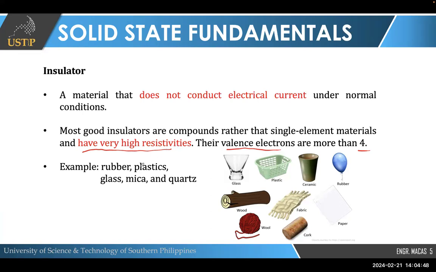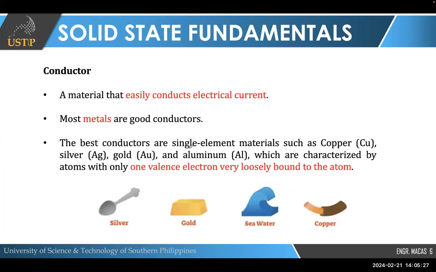Okay. So examples of insulators are rubber, plastics, glass, mica, and quartz. Also wool, fabric, plastic, and paper, and so on. Another example that I included is actually hair. You are familiar with the saying that if you are being electrocuted, you cannot be shocked on any part of your body except the hair. So you can hold the hair so you won't get shocked, because hair is an insulator. Okay, so let's go to conductor and this is the opposite of your insulator.